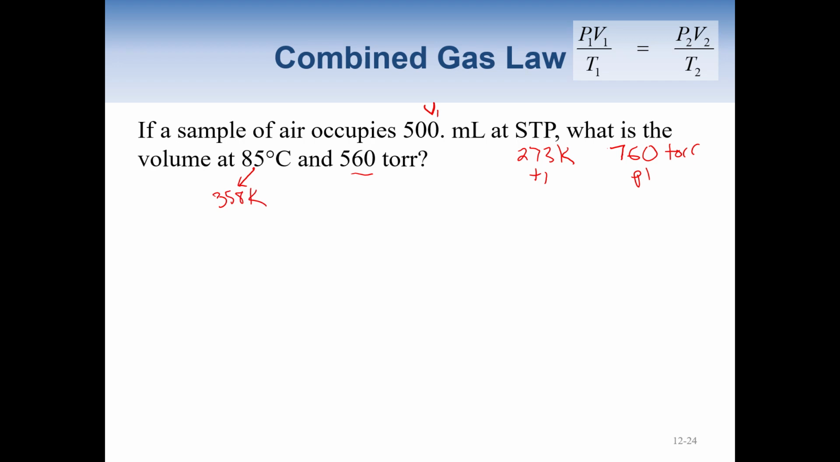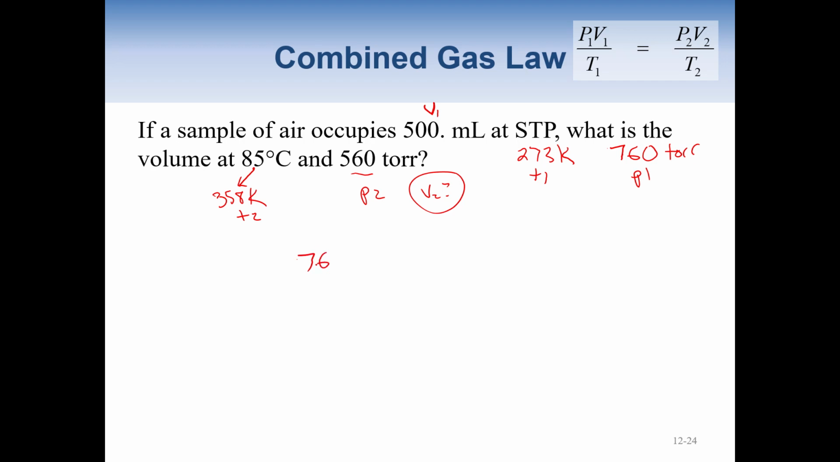And 560 torr, and we're trying to figure out what that volume 2 is. So this is T2, P2, and we don't know what V2 is. So now we're just going to plug the numbers into the equation.